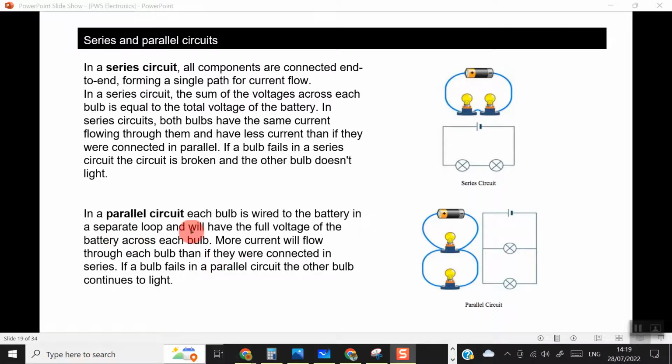And as a result of that, each bulb will have the full voltage of the battery across it, and more current will flow through each bulb than if they were connected in series. And if a bulb fails in a parallel circuit, the other bulb continues to light. Okay, so these are some of the advantages of a parallel circuit. So let's look at this in a bit more detail.